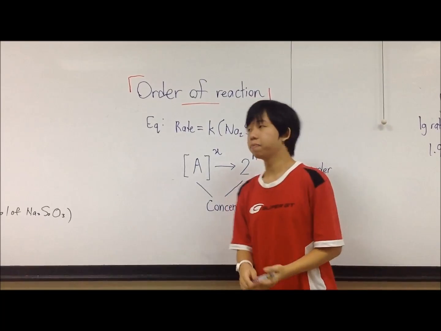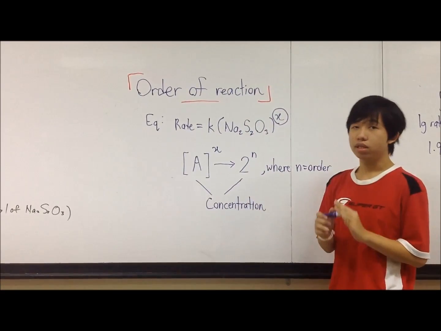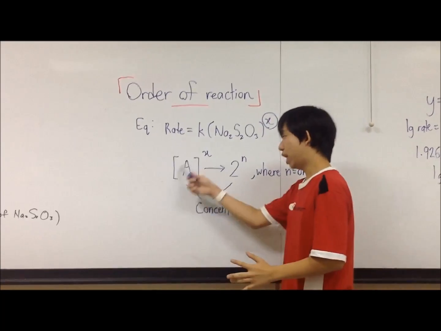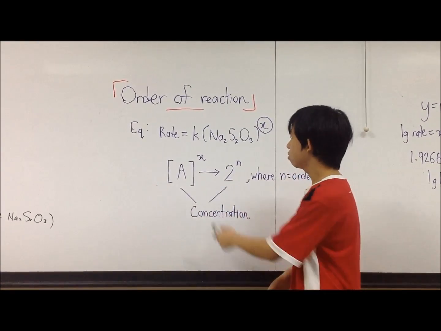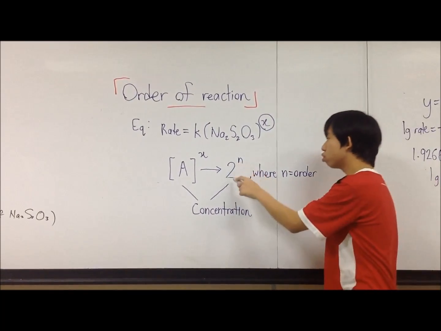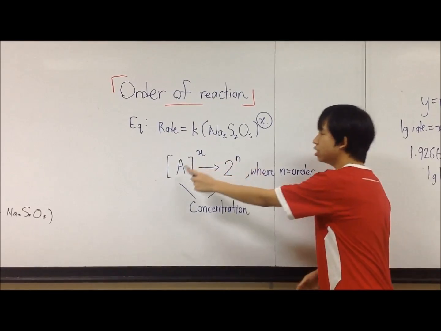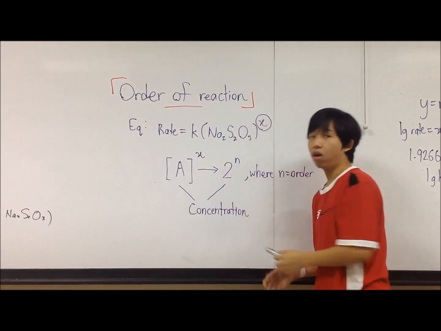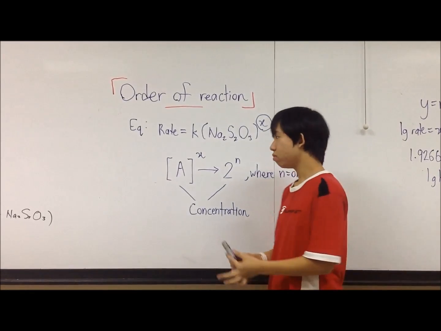It's the order of reaction. So to put it in simpler terms, what we can see is, for example, this chemical A to the power of X, or another example is number 2 to the power of N. These two figures here actually represent the concentration of a chemical.